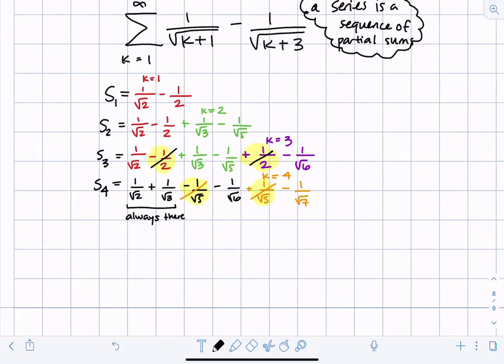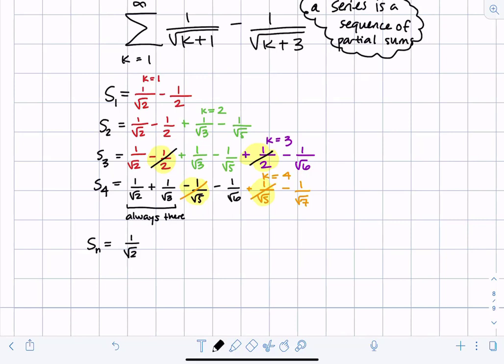Okay, and it's not always going to be the case that 1 over root 6 and 1 over root 7 are there, because if you look at what happens, it looks like in the next S sub 5, the negative 1 over root 6 is going to cancel with a positive 1 over root 6. So we don't want to write 1 over root 6 and 1 over root 7 for our general formula. We want to try and write those in terms of n.